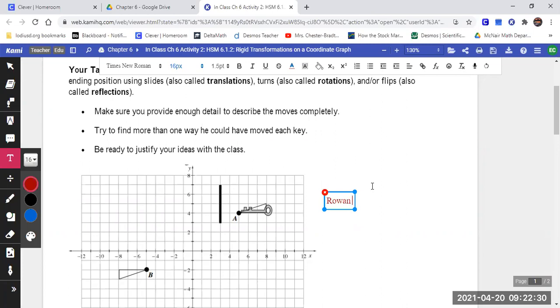So his first move would be, okay, so how do we say that? What's the official word for slide? Translate. So Rowan translated, we're saying that he slid, Rowan translated. What did he do? How did he translate?